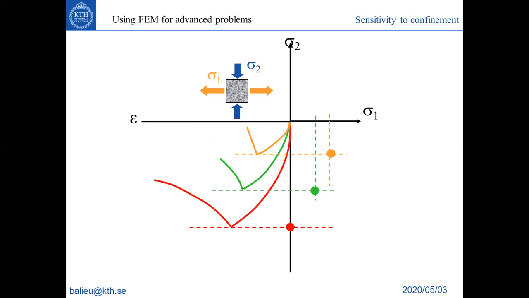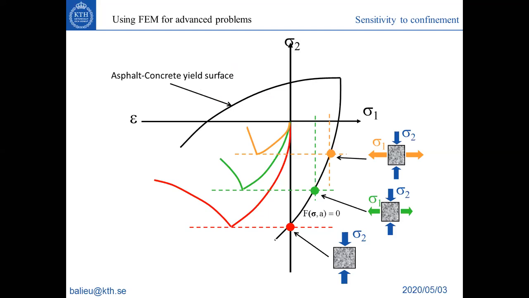So if you do this for a lot of stress states, here I took the case of compression tension, but you can also have, if you are here with both positive, a biaxial tension, and here biaxial compression, where both are negative. And if you do this for a lot of different stress states, you can start drawing your yield surface.